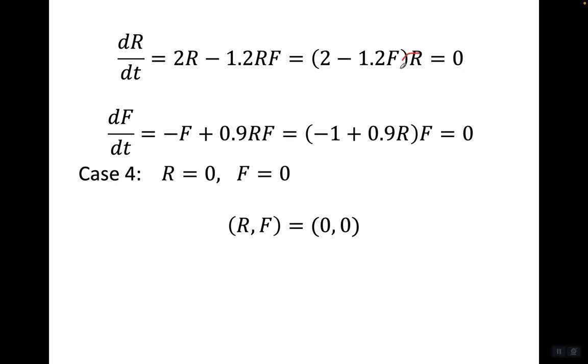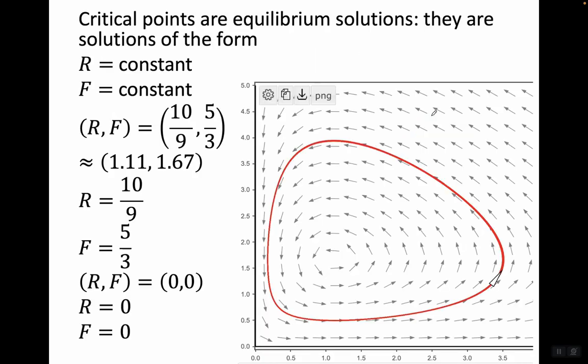Lastly, case 4. R equals 0 and f equals 0. That's a solution. R equals 0, f equals 0. So you start off with no rabbits, no foxes. It's going to stay that way because they can't spontaneously generate if you don't have any.